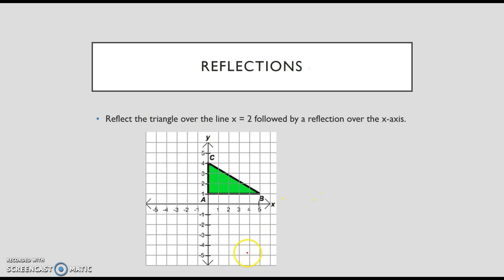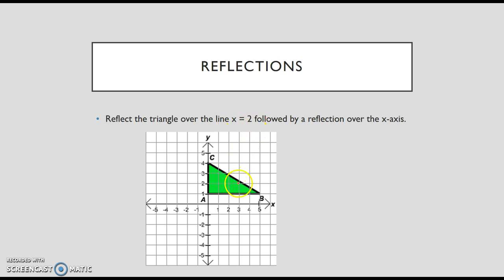Then we looked at reflections. Right, we looked at several different lines that we can reflect across. For this example, we want to reflect the triangle over the line x = 2, followed by a reflection over the x-axis. All right, so I'm going to start by doing x = 2 and then the x-axis, which means this is going to be a composition, more than one transformation.